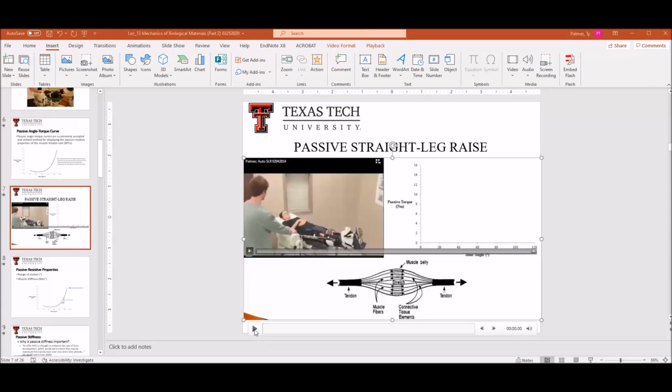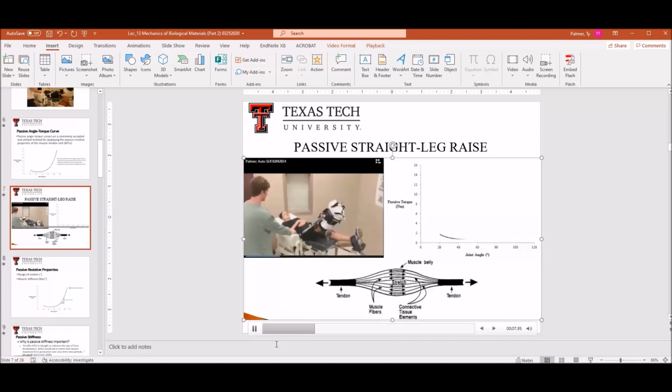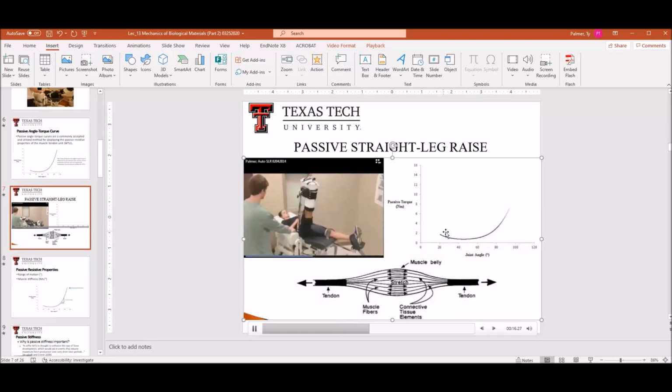Watch. Okay, you can see here the leg is slowly raised up by the Biodex. As the leg is stretched further and further, that muscle tendon unit is being stretched. And then simultaneously over here, this angle-torque curve is being produced. As soon as the subject reaches their max range of motion, we program the device to bring the leg back down to baseline.